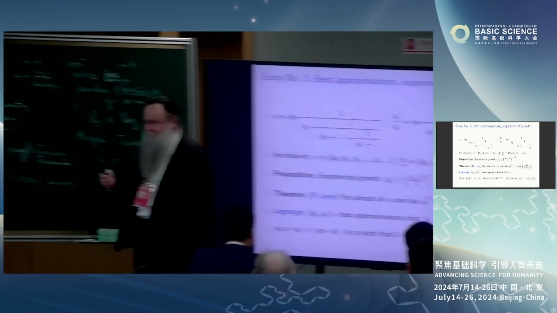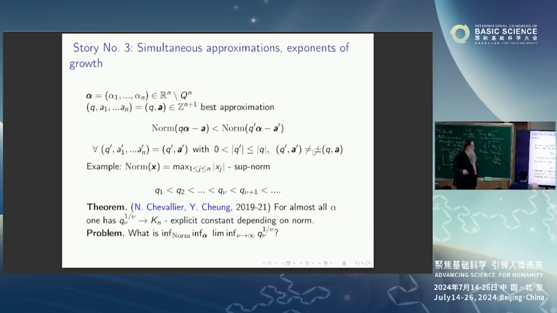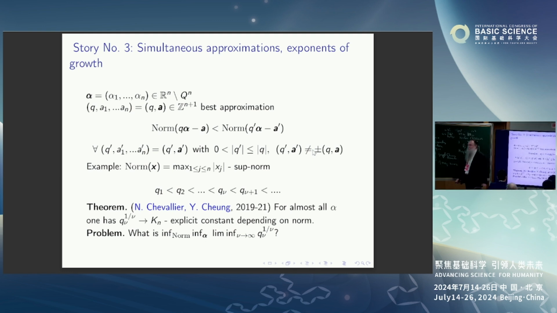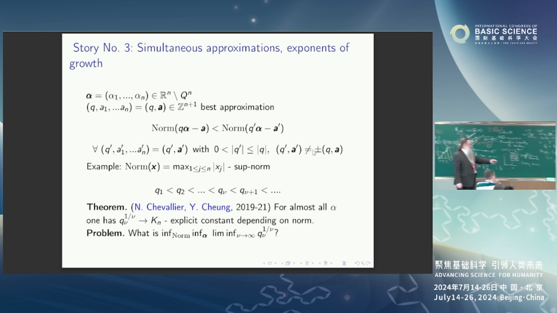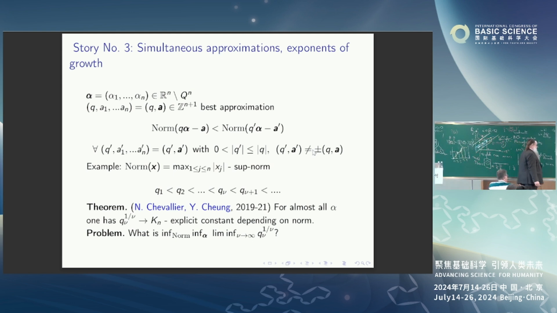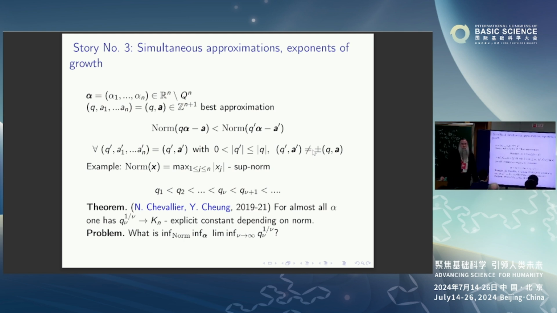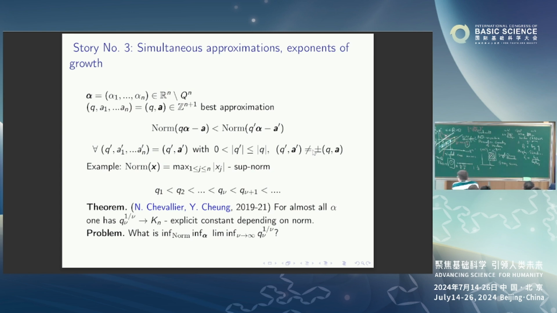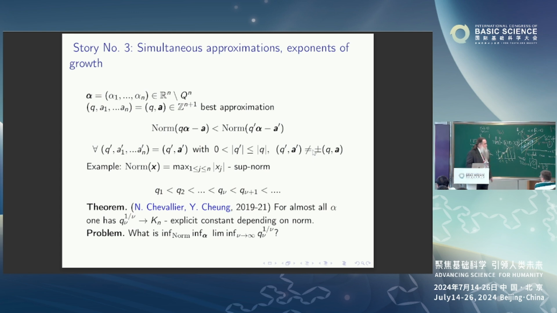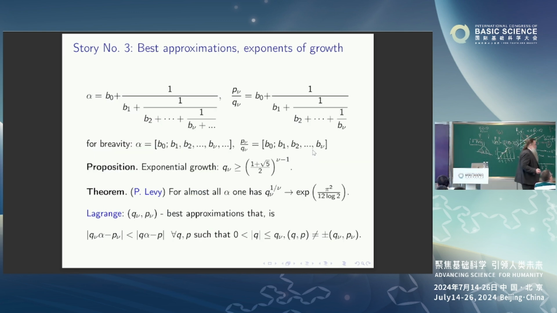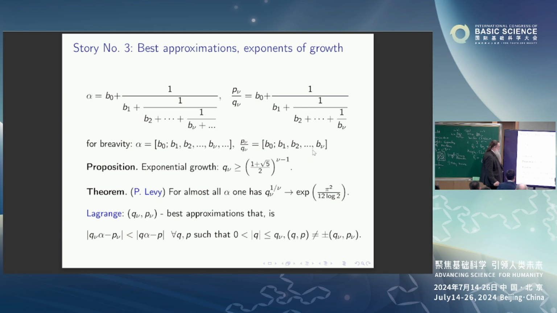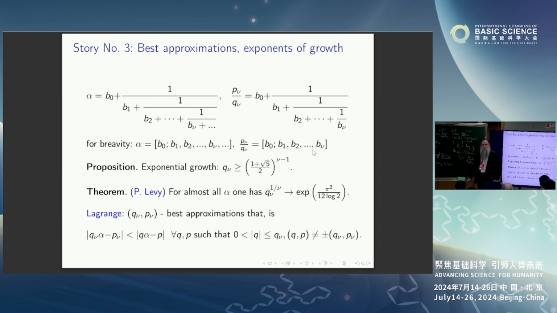So in the metrical setting, we can say that we know everything. There is a constant. They have a special paper devoted to calculations of this constant. So it is an explicit constant, which says that, well, for almost all alphas, we know the exponent of growth. But I'm more interested in an extremal problem. What happens not for almost all numbers, but for all numbers? What is the lowest order of growth?